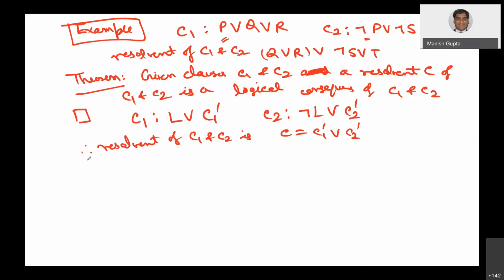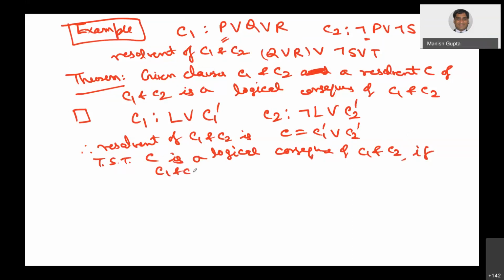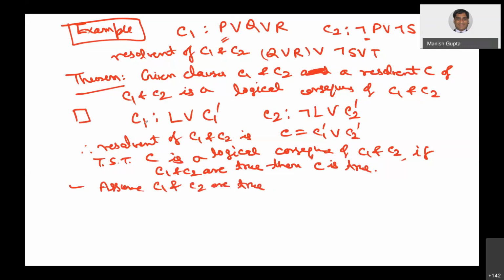Now I have to show that C is a logical consequence of C1 and C2. I have to show that if C1 and C2 are true, then C is true. In fact, there will be two cases. Assume C1 and C2 are true. Now there are two possibilities: either L is true or L is false.